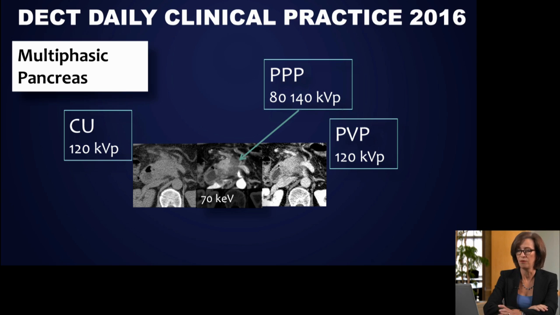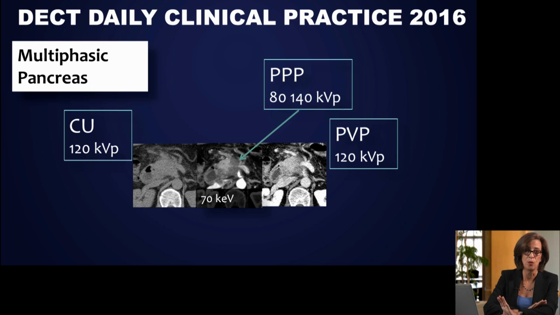In 2016, for our multiphasic pancreatic CTs, here's what we do. We do a conventional unenhanced single energy 120 kVp image that you see there on the left. We do a pancreatic parenchymal phase dual energy acquisition. There you see the 70 keV, looks like a regular arterial scan of the pancreas in this patient who's got a small tumor in the left aspect of the pancreatic head abutting the superior mesenteric artery. And then we also acquire portal venous phase images with single energy CT.